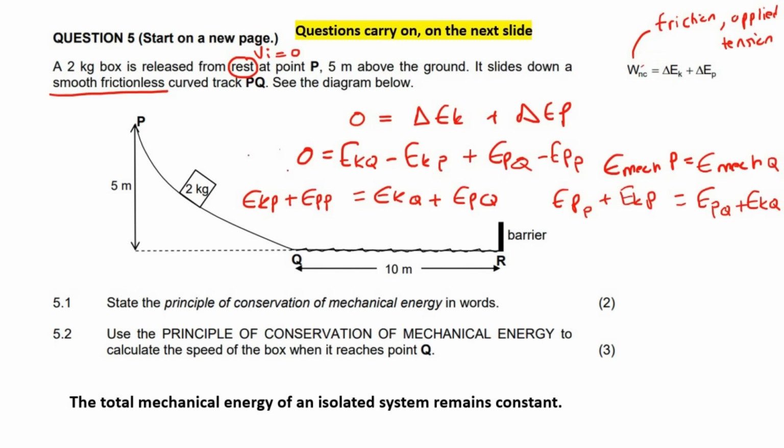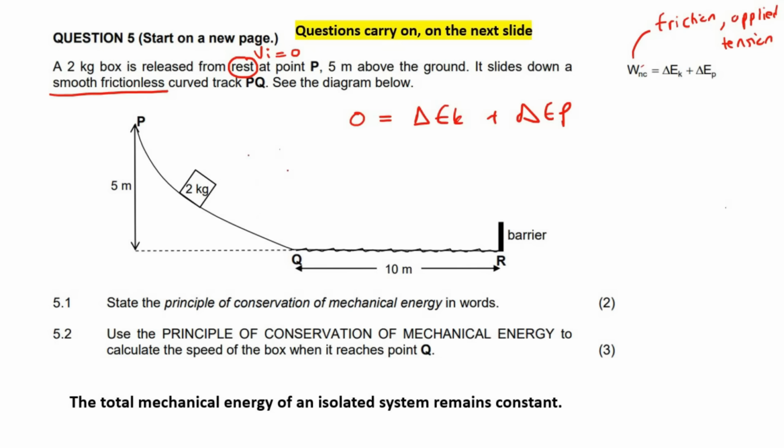I don't have to remember the mechanical energy formula and the WNC formula. I just use the one. All right, so let's quickly go do this now. It's going to be the kinetic energy at point Q minus the kinetic energy at point P plus the potential energy at point Q minus the potential energy at point P. And then I'm just going to go find the zeros.